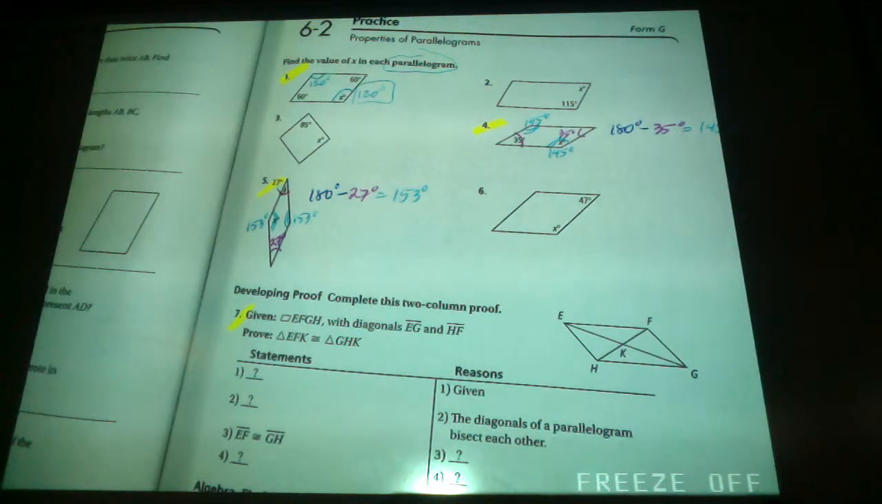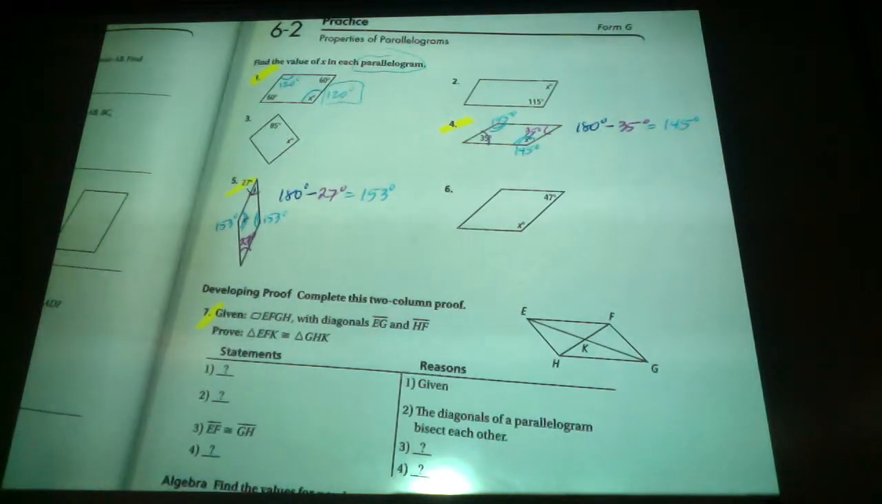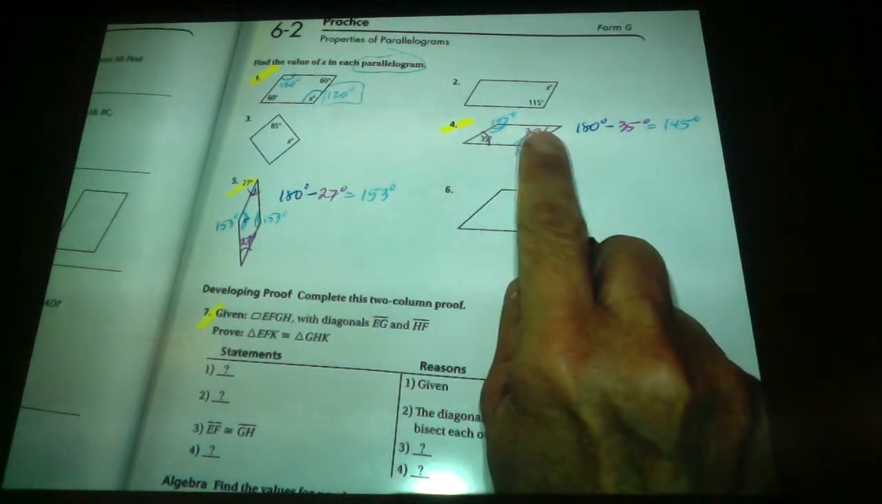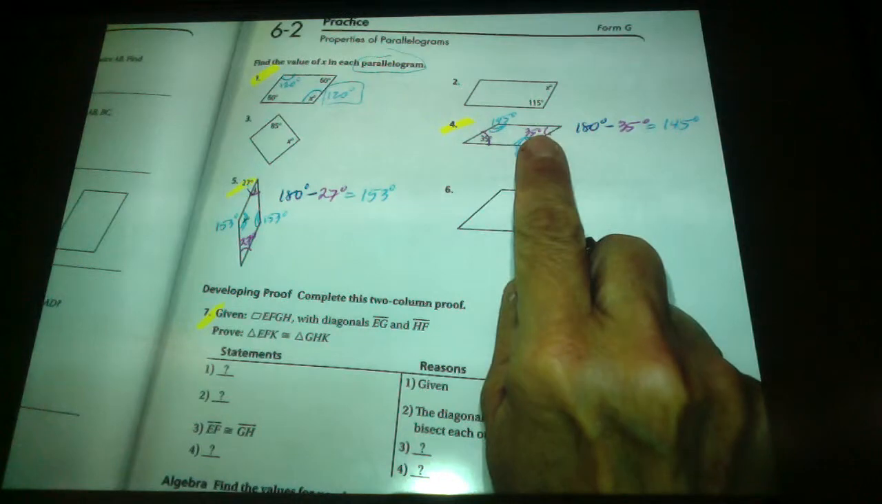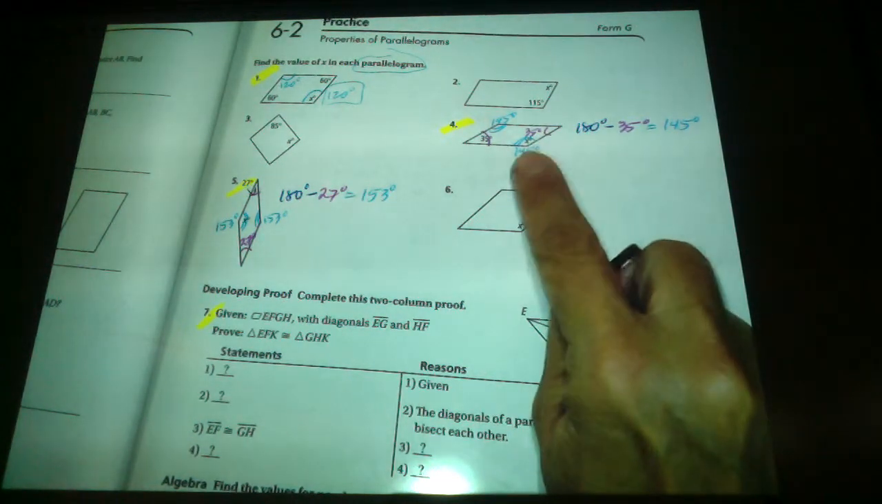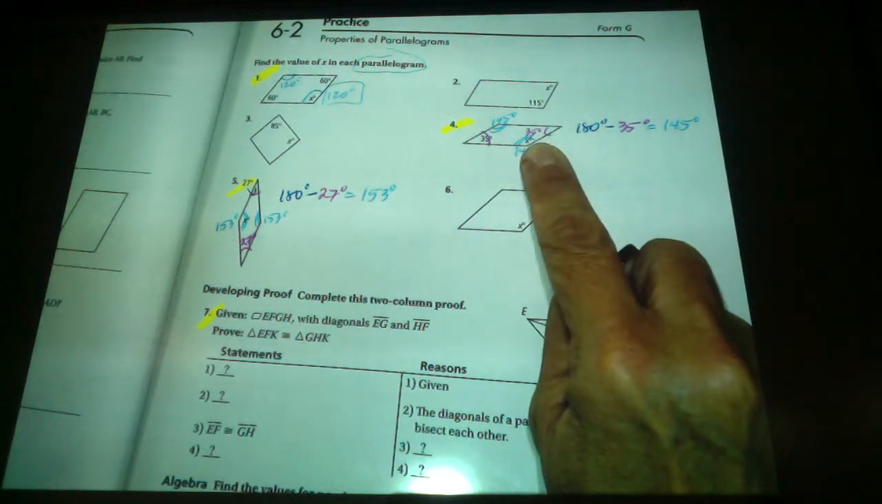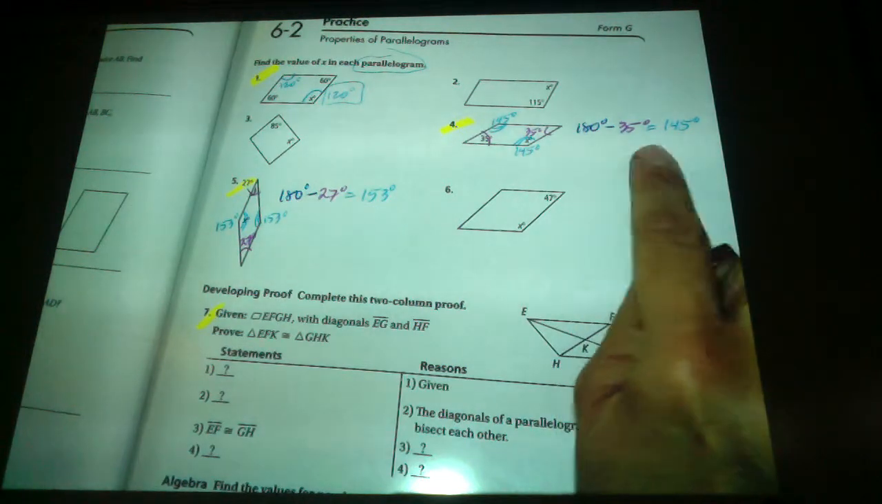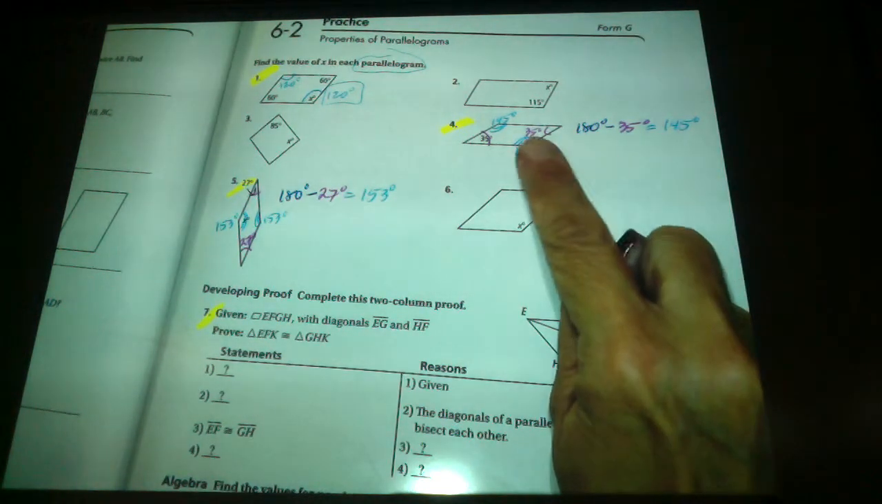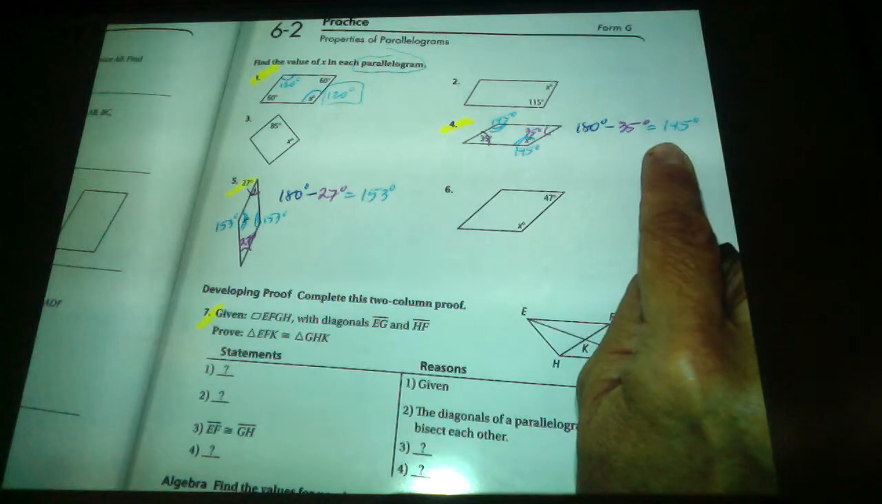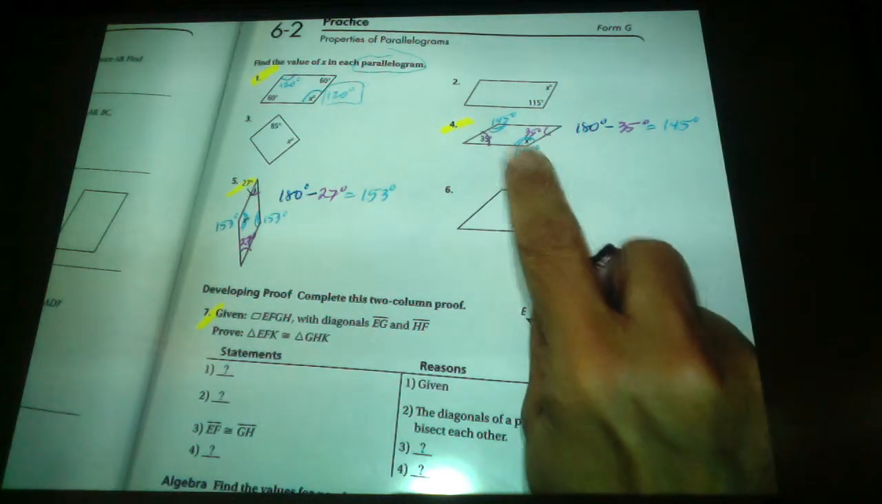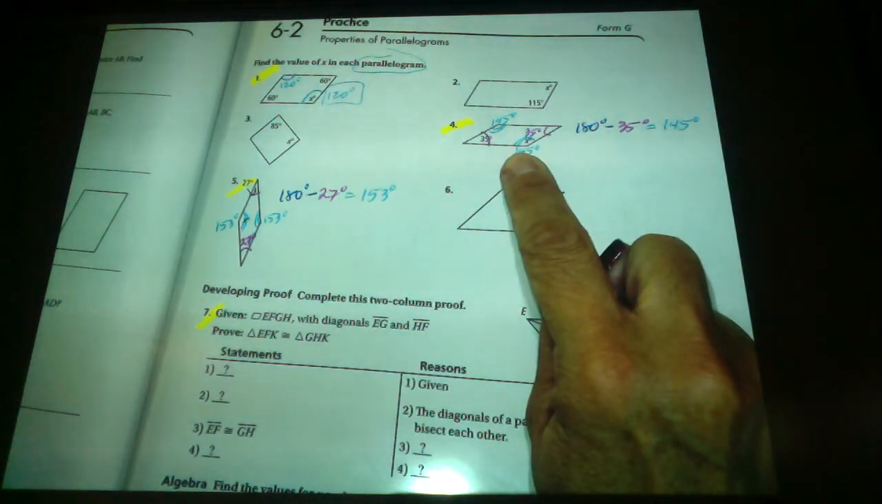All right, so here's your answers for 4. For number 4, these two are equal because they're opposite. So if that's 35 degrees, that's 35 degrees. And then these two are adjacent, so they're consecutive, and so they should add up to 180. So I took 180 and subtracted that 35. You should have gotten 145. That means if that's 145, the angle opposite it is also 145.